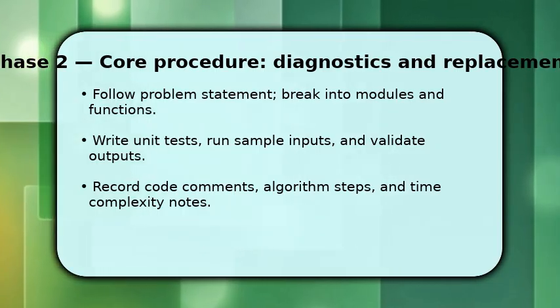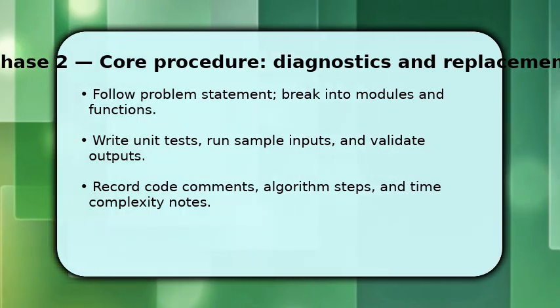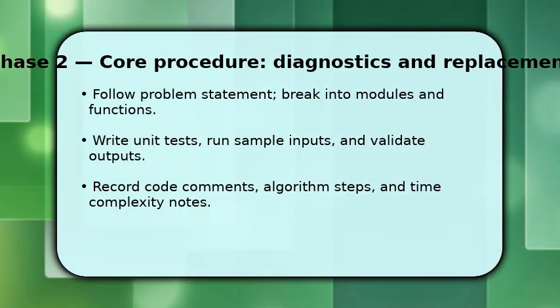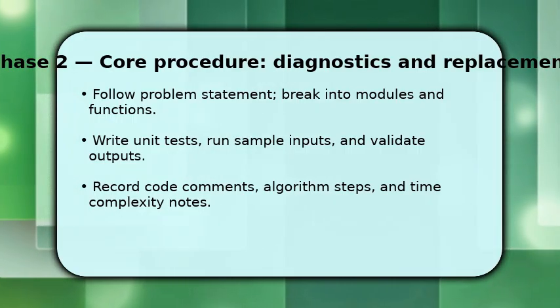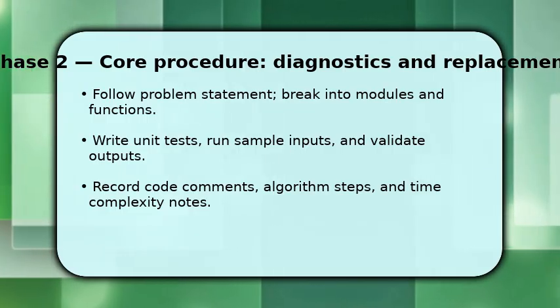Once tests pass, profile or measure complexity, and annotate time-space trade-offs directly in comments. Make sure to commit meaningful snapshots so you can revert if a new change breaks working behavior.